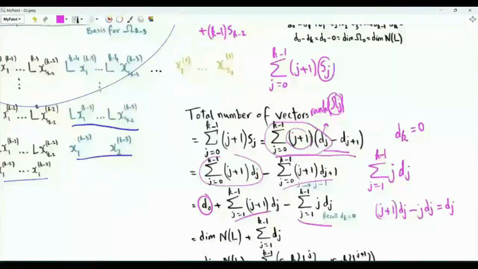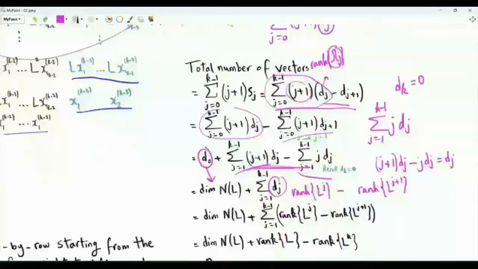d0 is the dimension of omega 0, which is the null space of L. And these two sums together will give us summation j from 1 to k minus 1 dj. But dj is the rank of L to the power j minus the rank of L to the j plus 1. We have a telescoping sum. This summation here will start from the rank of L to the power 1, which is the rank of L. Then the other surviving term is the rank of L to the power k minus 1 plus 1. That's the rank of L to the power k.